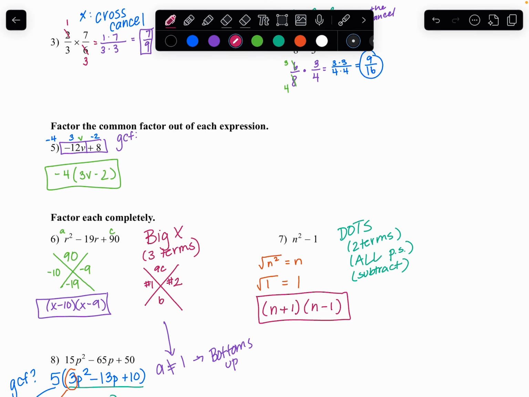Okay, so that is review of factoring. I want you to finish the rest of the pages in this packet.